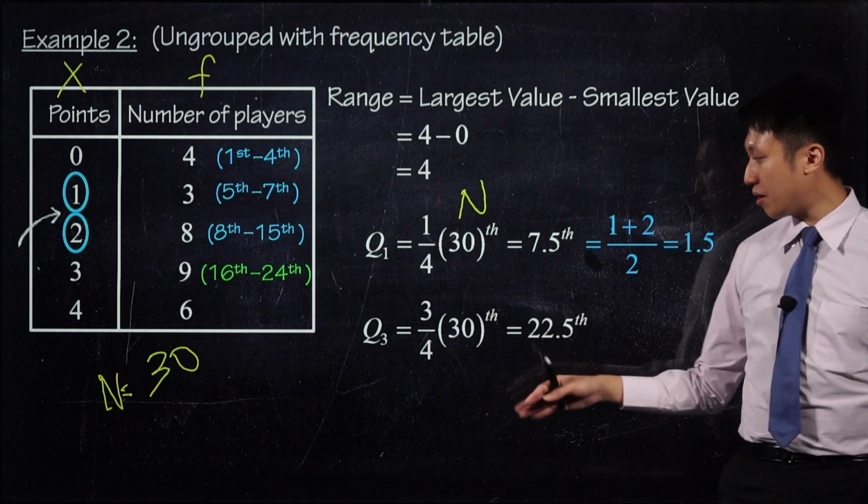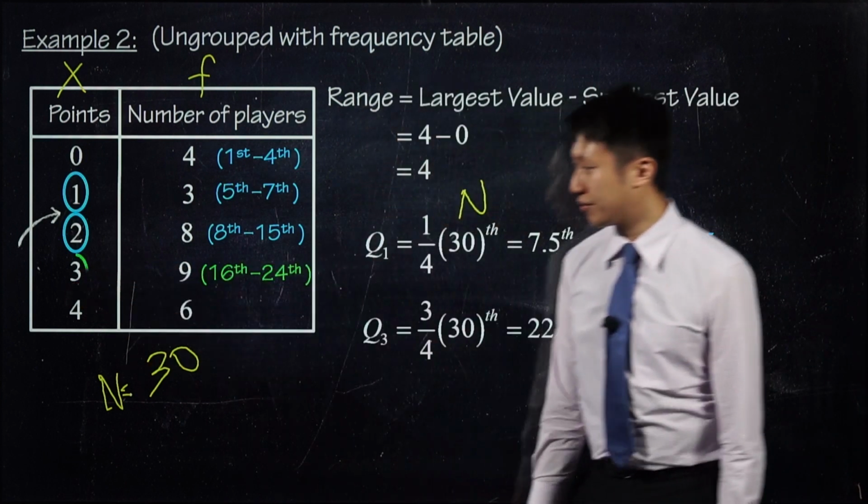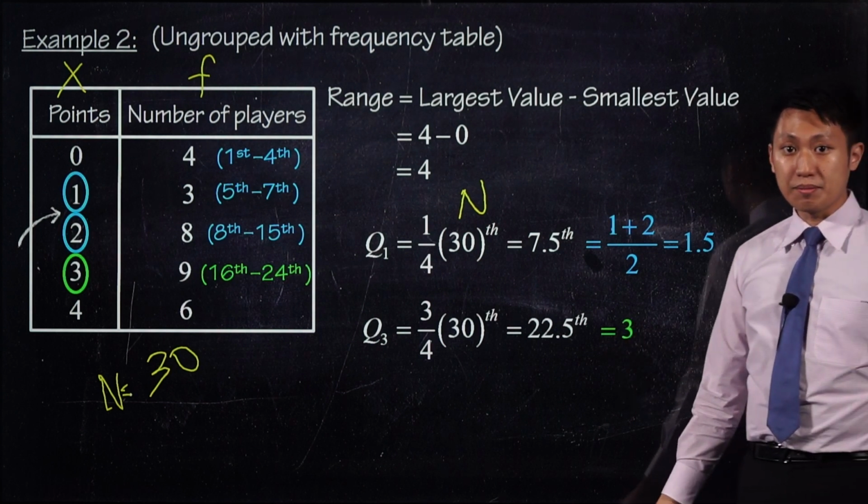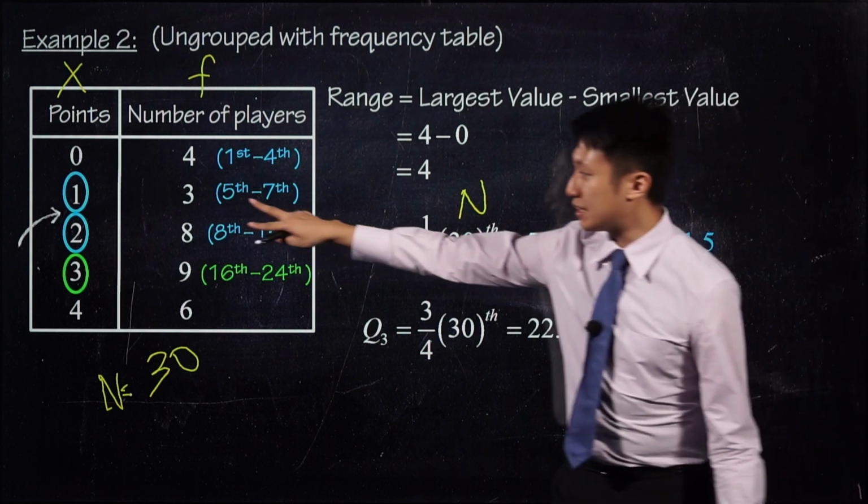Okay, so there's no problem. I directly take this value, 3, and I put it here, 3. That's simple, right? It's only this one where it's somewhere in between.